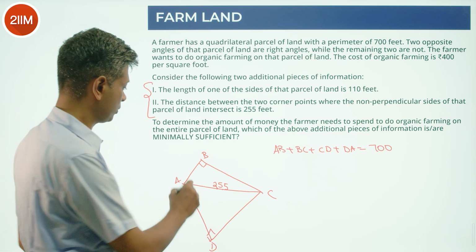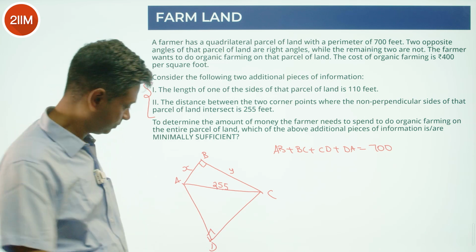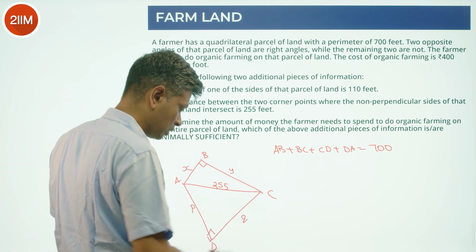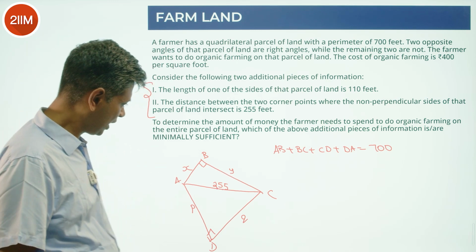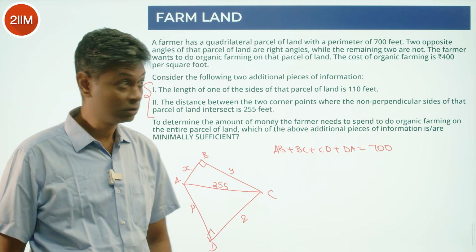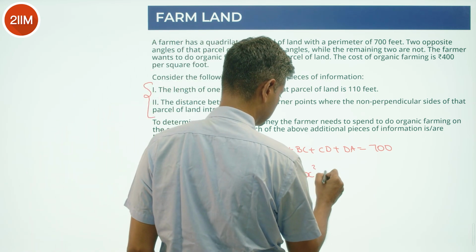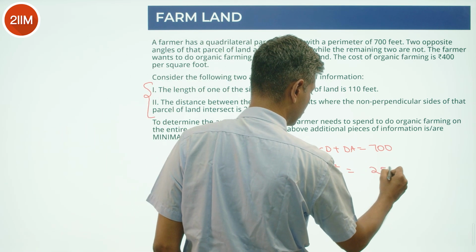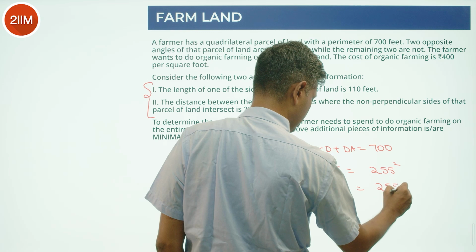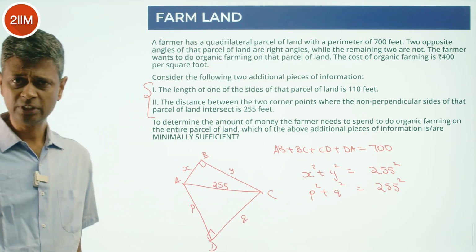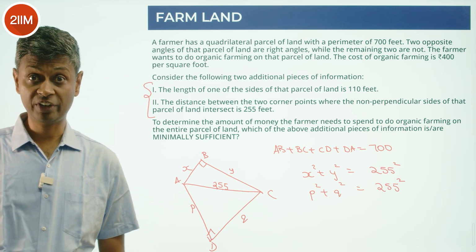Now I know that if I put x and y, x square plus y square is 255 square. P and Q. P square plus Q square is 255 square. So I also know x plus y plus p plus q is 700. And so x square plus y square is 255 square. P square plus q square is 255 square. Nice. I know x plus y plus p plus q is 700.